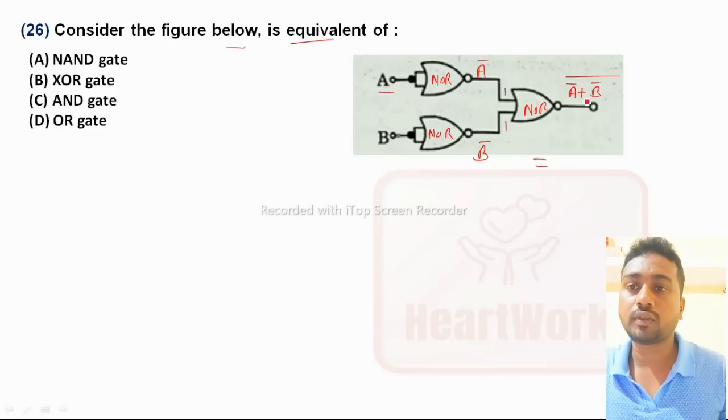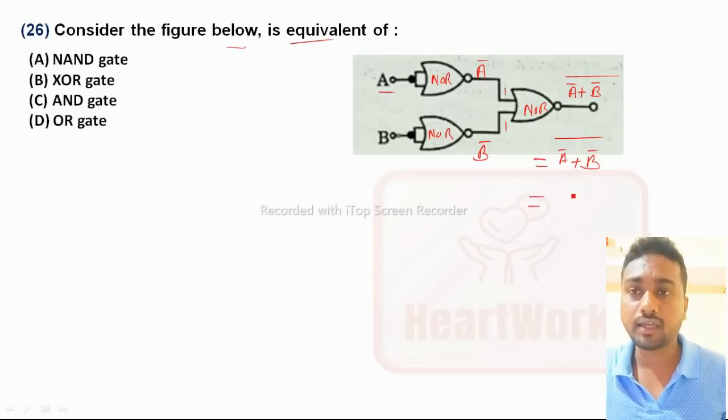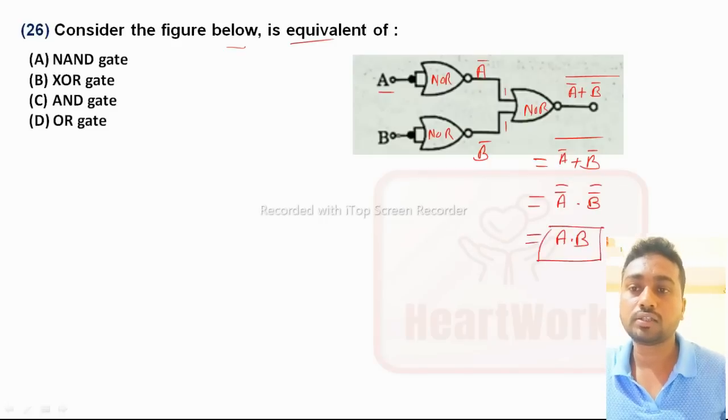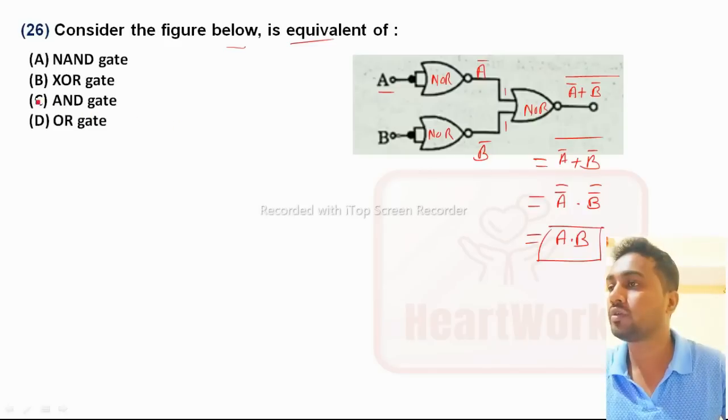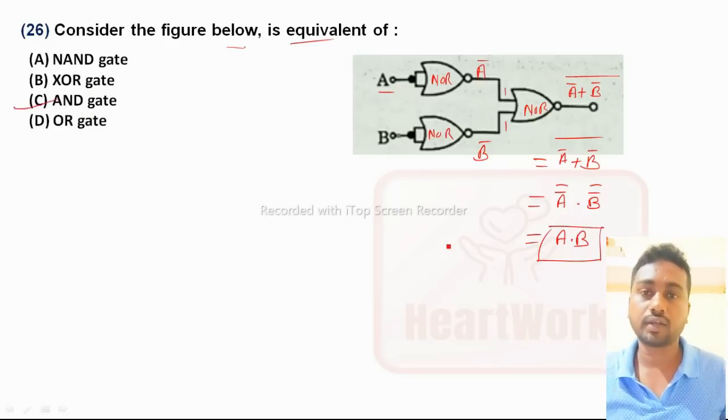Now if we solve this, the whole bar of A bar plus B bar, and apply De Morgan's theorem, it will come as A double bar dot B double bar, which we can write as A dot B. So this is an AND gate. Option C is the right answer.